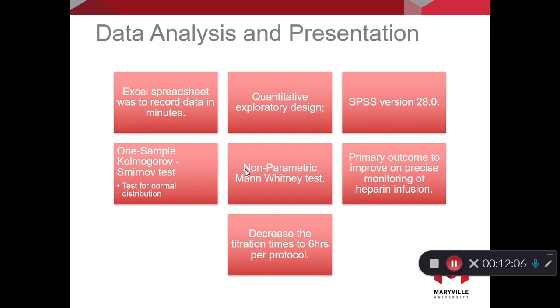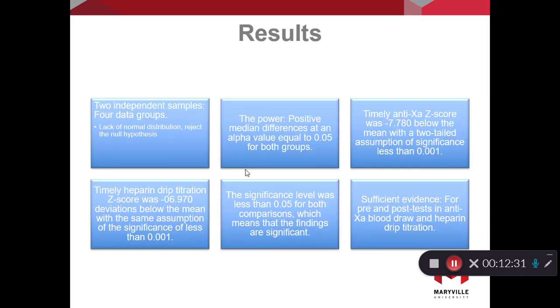The collected data was tested for normal distribution using the one sample Kolmogorov-Smirnov test, which did not show a normal distribution. That resulted in the use of non-parametric Mann-Whitney tests for the analysis of these samples. The primary outcome was to see an improvement in the time it took to monitor heparin drips. The 2 dependent results continue.